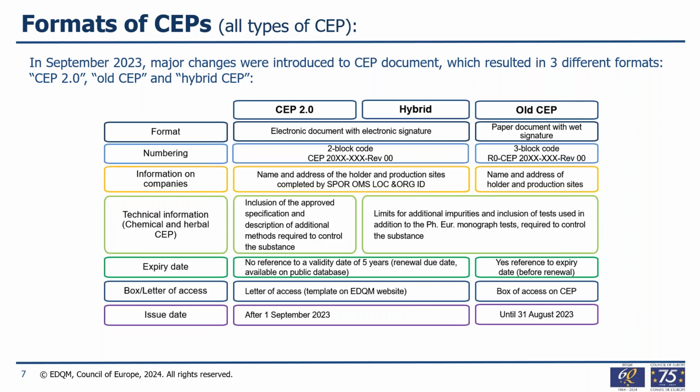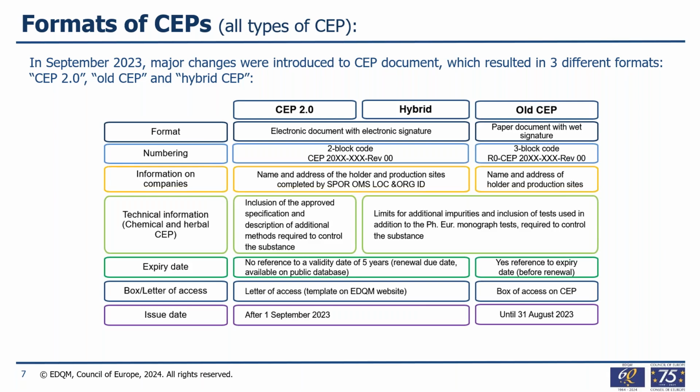For all CEPs following the renewal procedure, they switch to CEP 2.0. If the CEP is in hybrid format, the applicants may ask to switch to CEP 2.0, and this should be stated on the cover letter. However, if there are no changes to the content of the CEP, the CEP remains in hybrid format. On CEP 2.0 and hybrid CEPs, we now state OMS, SPOR OMS IDs, loc and org ID, whereas it was not the case for the old CEP format.